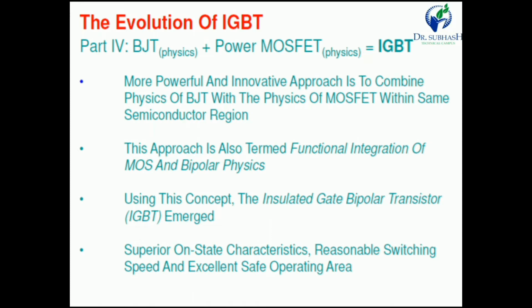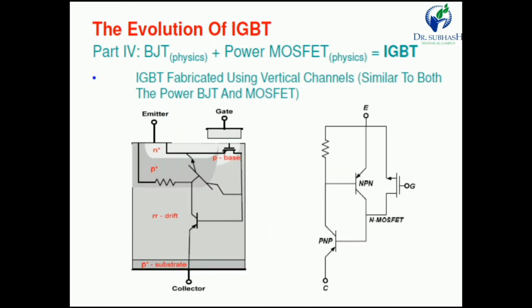Superior on-state characteristics, reasonable switching speed, and an excellent safe operating area are the advantages of the IGBT. So if we want to use an IGBT for high power applications, it is more suitable than the power MOSFET.